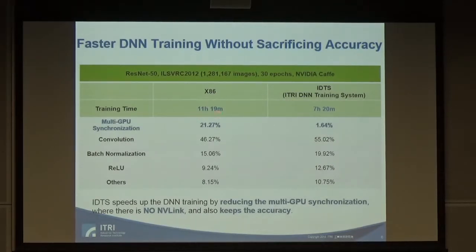During the training, we reduce the time from 11 hours to 7 hours. In the 11 hours, 21% is spent on multi-GPU communication, because during DNN training there is a lot of GPU communication to synchronize the weights. In our system, we can reduce the GPU synchronization to 1.64%, and there's no shortcut among GPUs, it's PCI based, and we also keep the accuracy.